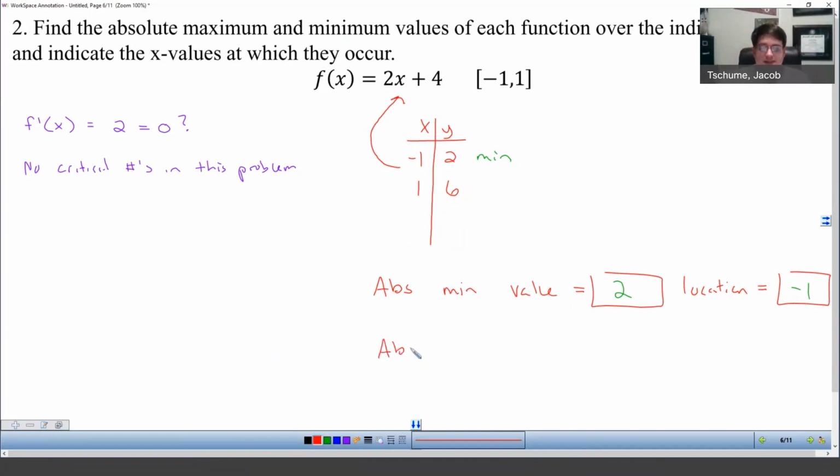You can do the exact same thing for the absolute maximum value and the absolute maximum location. Well, the largest y value that we found was 6, so that would be your absolute maximum value, and it's located at x equals 1. And that's how you'll answer these questions when you get to your assignments. So that's how I'm going to answer every question we do today of this type, so be prepared for this same little grid every time.